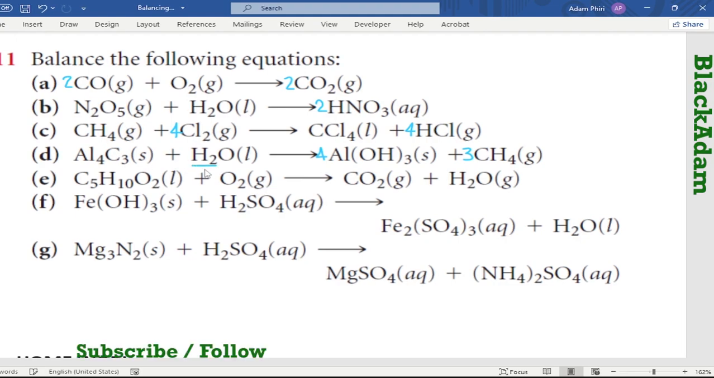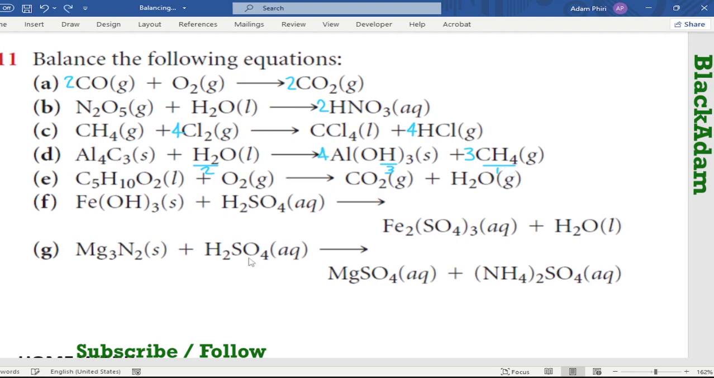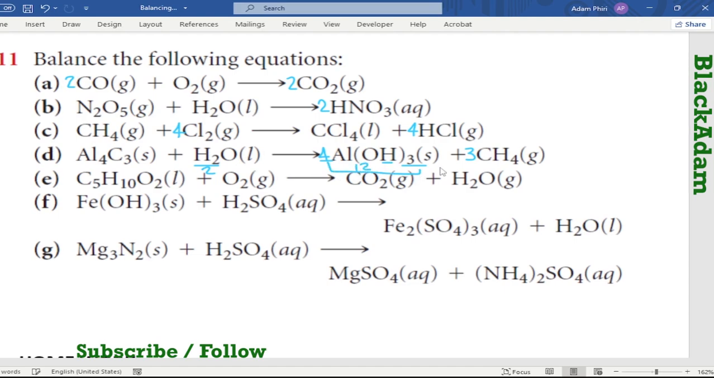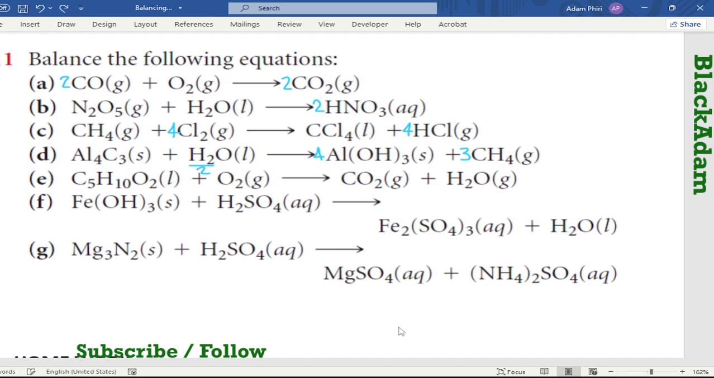Hydrogen, we have 2 hydrogen on the left, and on the right we have 3 times 4 making it 12, and then 3 times 4 making it 12. So what do we do? So it's 2 on the other side, it's 12 plus 12, 24. Well, that is going to be 12, and there is 12. So 12 plus 12 makes 24 for hydrogen. Then we have 2 on the other side.